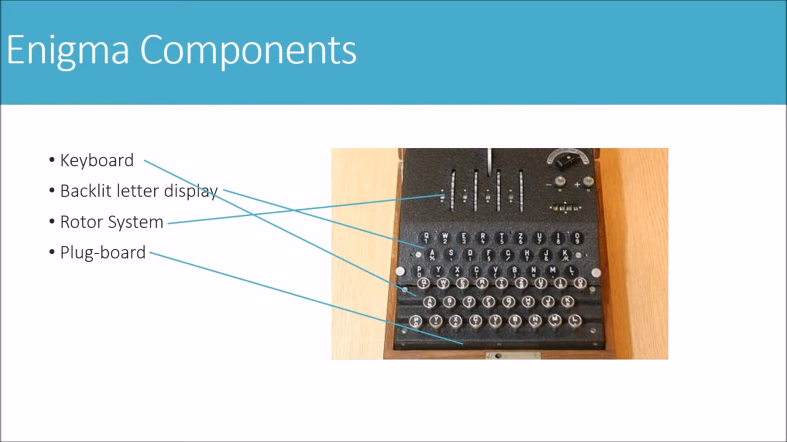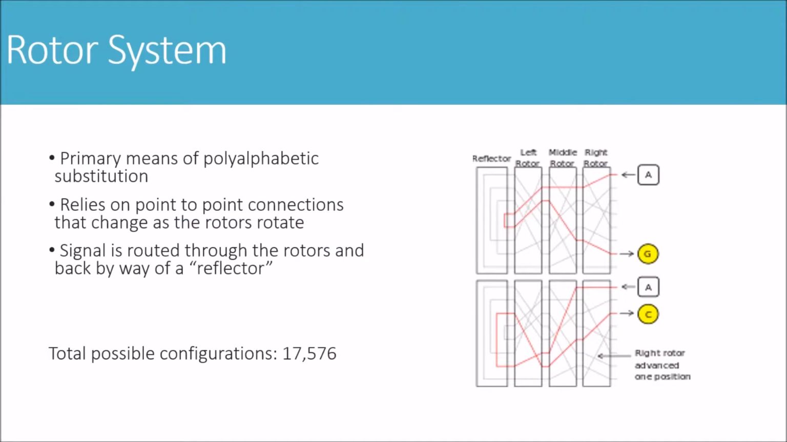Now, looking at the rotor system itself, we know that this is a polyalphabetic periodic substitution, and the rotors were how this substitution was handled. You can see here from this diagram that we have the square letters represent a key that is typed in, and the red line represents the path of the electrical impulse generated by typing that key. And the path would travel through a number of different pathways. It would go through the right rotor, into the middle, through the left, and then it would turn around and come back through the rotors again, and it would be output to a certain lamp.